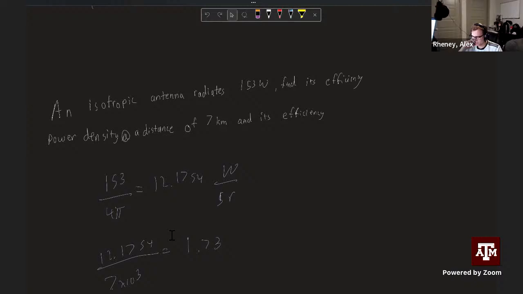And its efficiency is going to be 153 watts times... what is the formula for the efficiency?